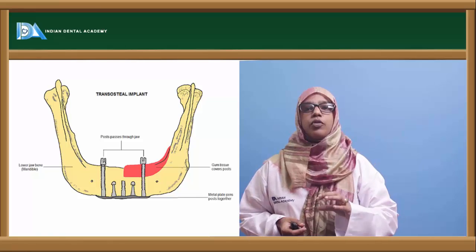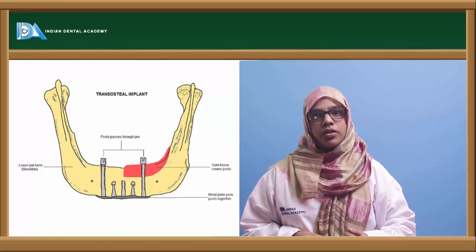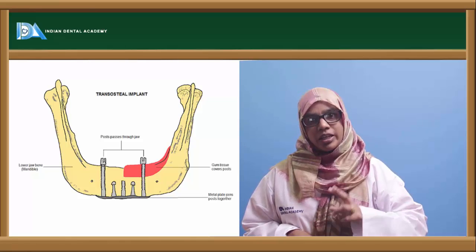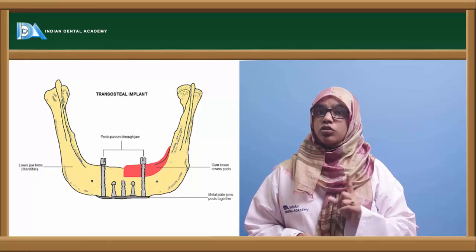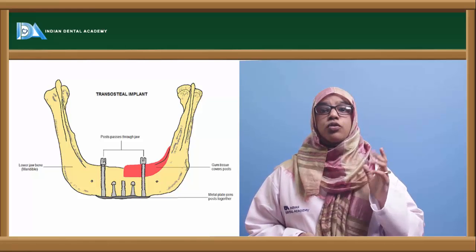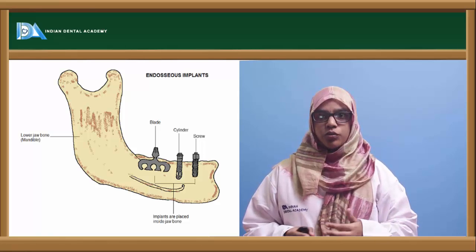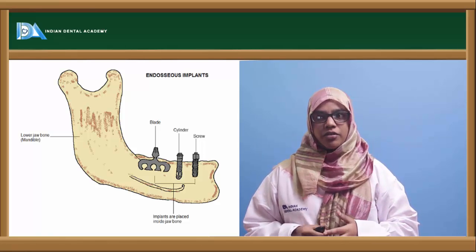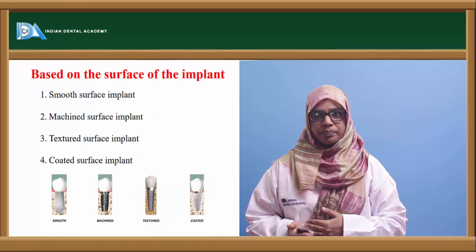Now we take the support of the cortical bone because cortical bone is resistant to resorption. So it uses that principle, engages both the cortical plates and it gives a good fixation. But there is no osseointegration in this, there is osseofixation in this. Then come to the endostal implant. Here you could see the blade form implant, the cylindrical implant and the root form or screw-driven implants.